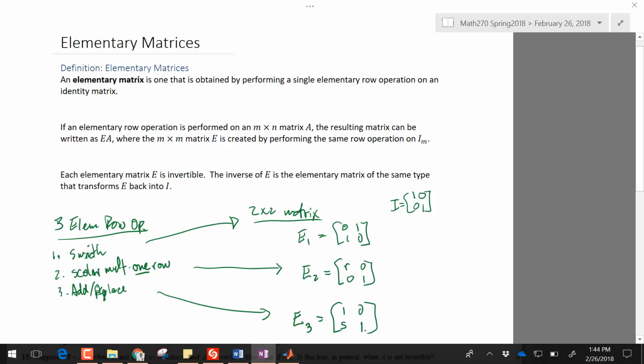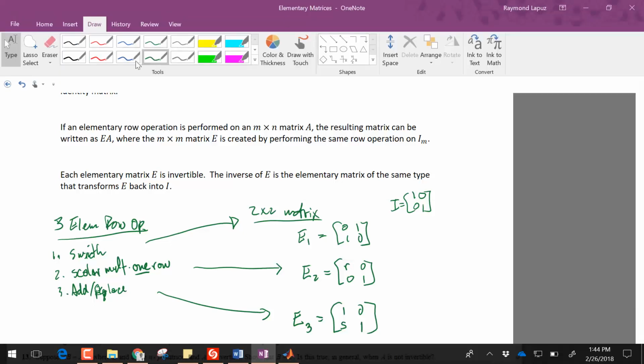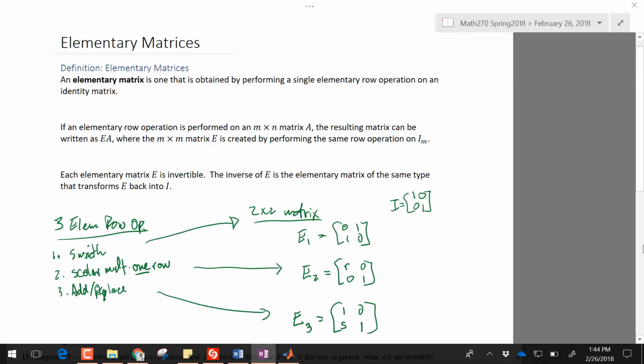So what are these elementary row operations? We can think about these as: this is switching row 1 and row 2. I think that's the symbol that we use for a switch. This is multiplying row 1 by a scalar. And then this one is multiplying row 1 by a scalar and then adding it to row 2.